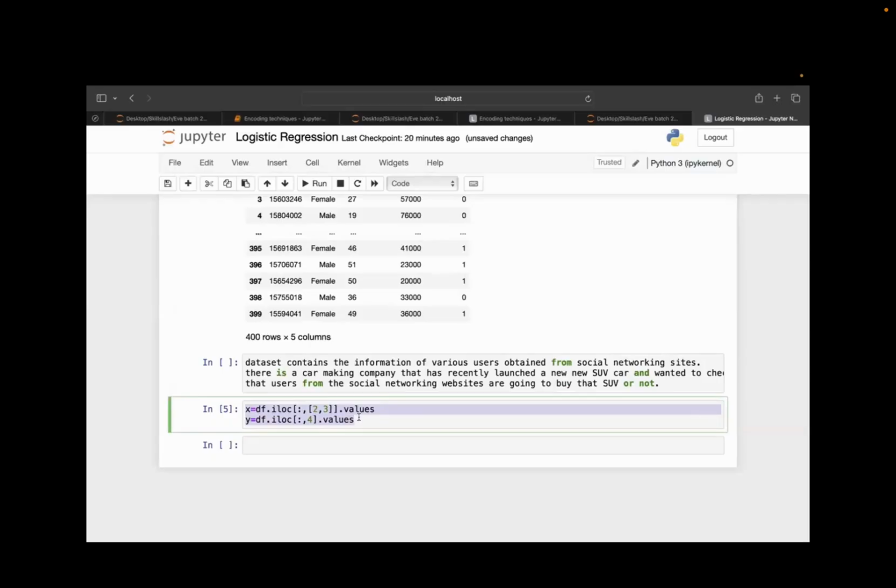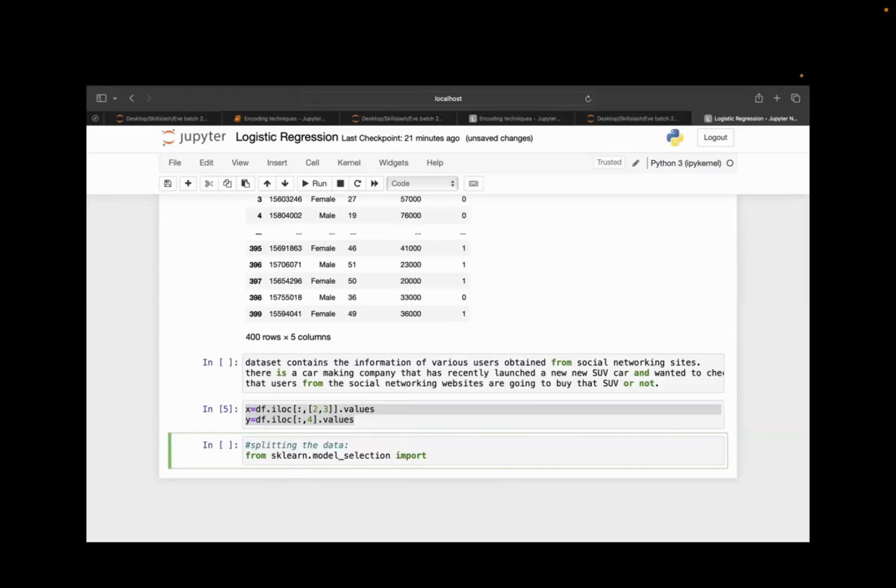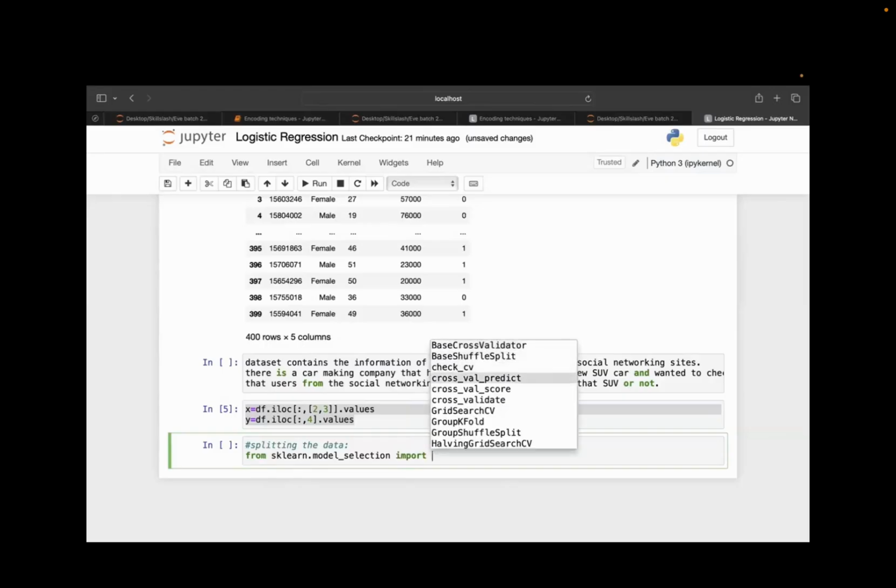Now we know how we can train, test, split this. Let's do that at least. Next thing I'm going to do is train, test, split this. Splitting the data set into training and test. So simply writing from sklearn dot model selection import train test split.